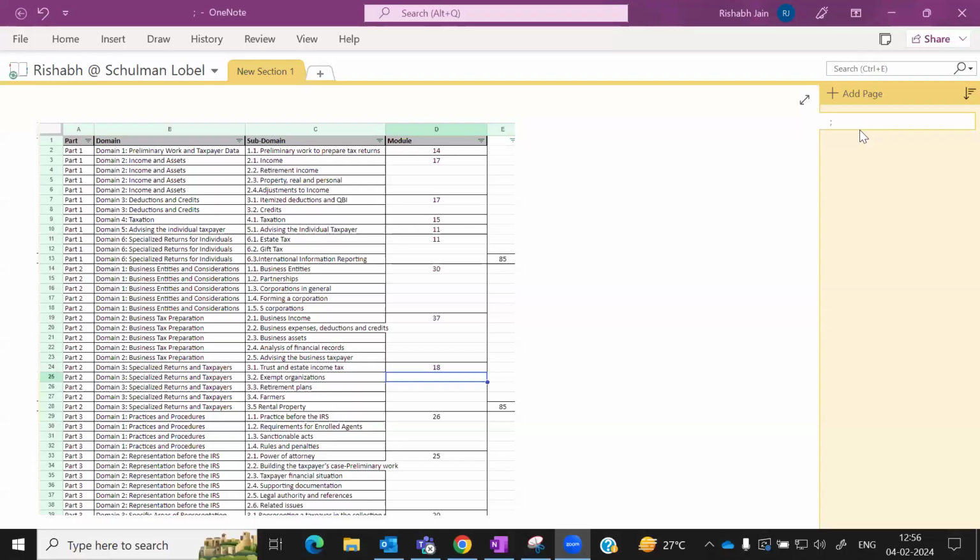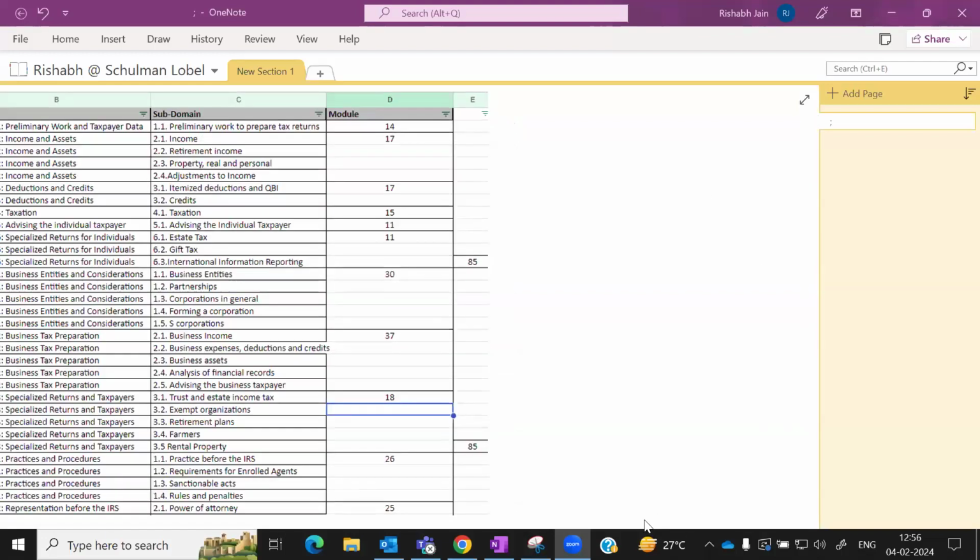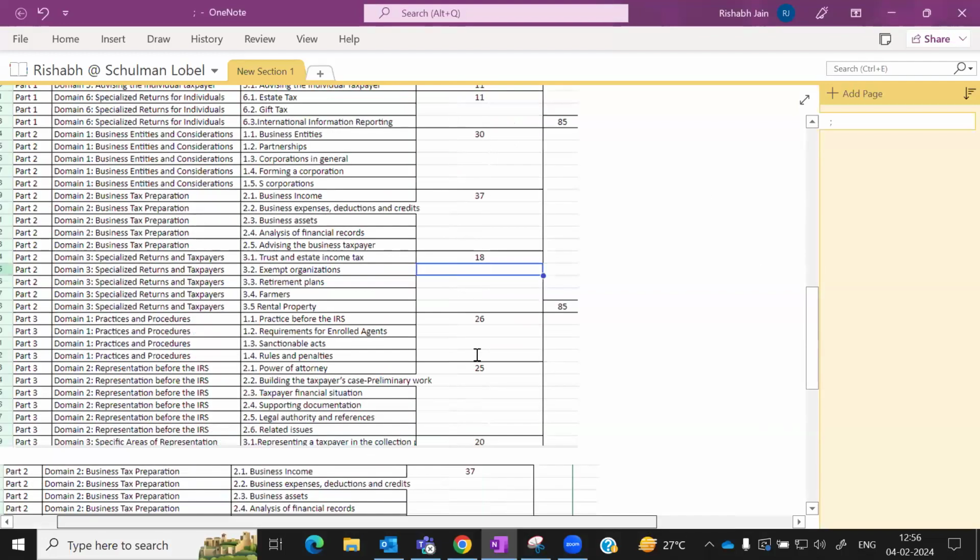Guys, can you see my screen? Which screen is visible to you? Is it Excel? OneNote or not? Basically, it's in the OneNote sheet. Can you see the OneNote sheet? Let me reshare it. Perfect. Okay, guys, can you see my screen? Just pop yes or no. Yes, yes. Perfect.